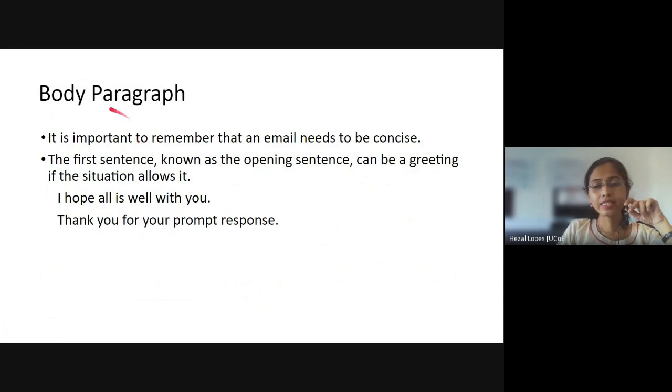Then let's understand what is meant by the body paragraph. It is important to remember that an email needs to be concise. The first sentence, known as the opening sentence, can be a greeting if the situation allows it. So here I can write, "I hope all is well with you," or you can say, "Thank you for your prompt response."